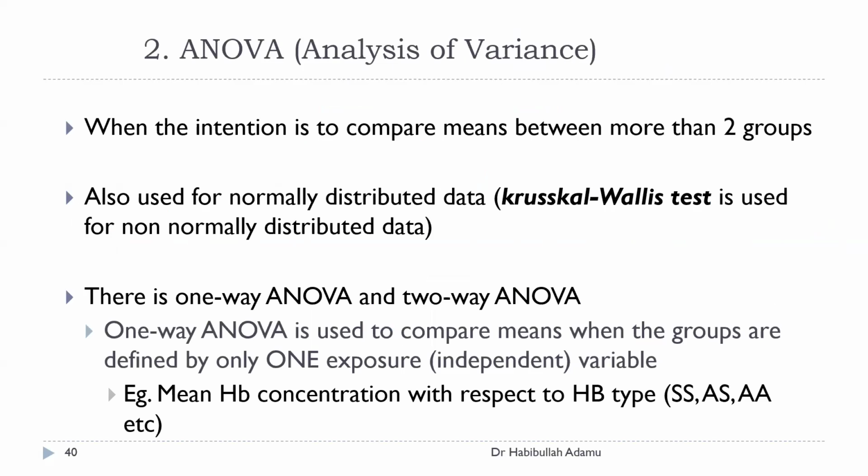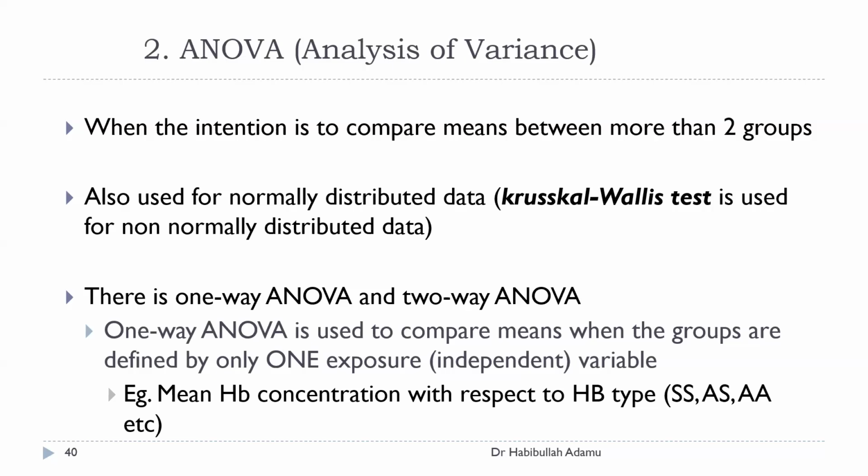So this is ANOVA. We said t-test is only used if the means are 2. So for ANOVA, if the means are more than 2, we cannot use t-test. So the option is to use ANOVA, that is analysis of variance. ANOVA is analysis of variance, and it is used to compare mean values of more than 2 groups. So if you have mean values of more than 2 groups, please use ANOVA.